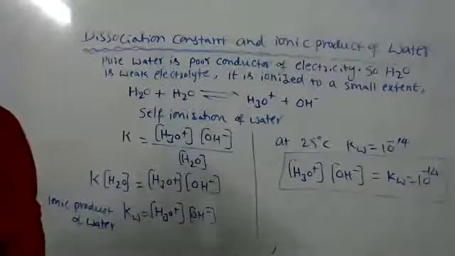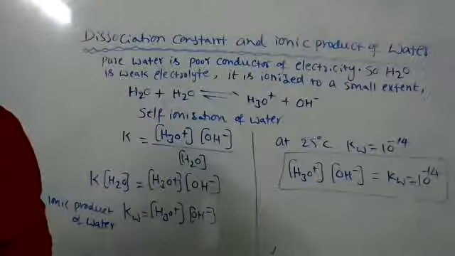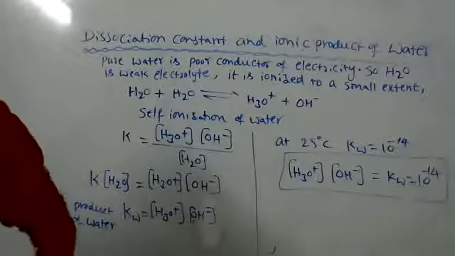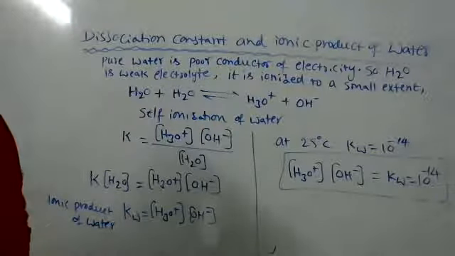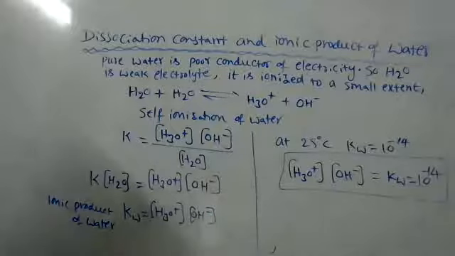Sir, is it exactly 10 to the power of minus 14? Yeah, but it's not exactly; it is 1.008 into 10 power minus 14. But conveniently, we are writing 1 into 10 power minus 14. That is 10 power minus 14.